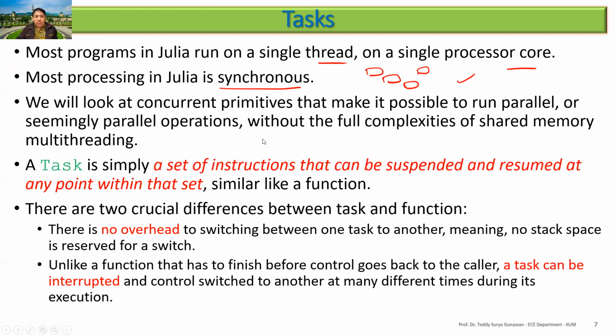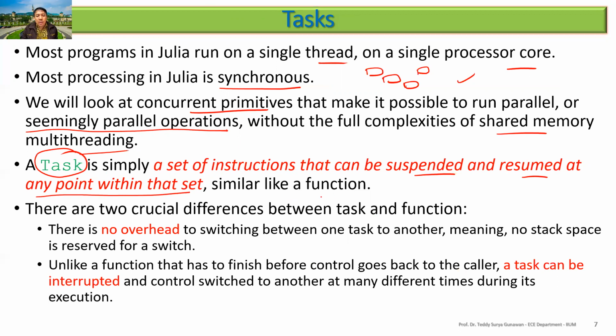Then we will look at the concurrent primitives. We have the concurrent primitives here that make it possible to run parallel, or seemingly parallel, operations. It looks like it is doing parallel operations, without the complexity of shared memory multi-threading. Then we have the term task. The green one here is a Julia keyword, a set of instructions that can be suspended and resumed at any point within that set.